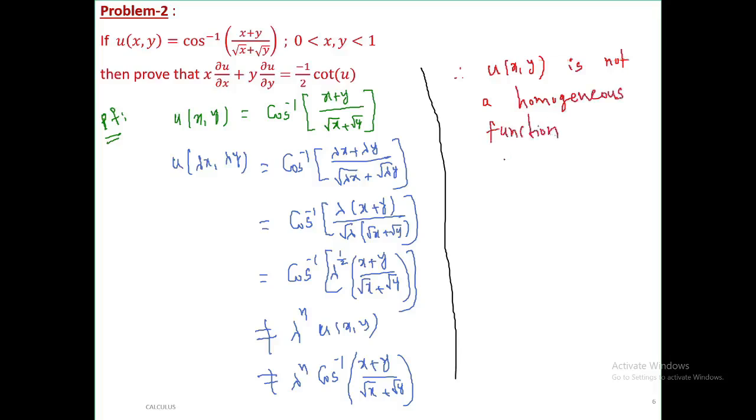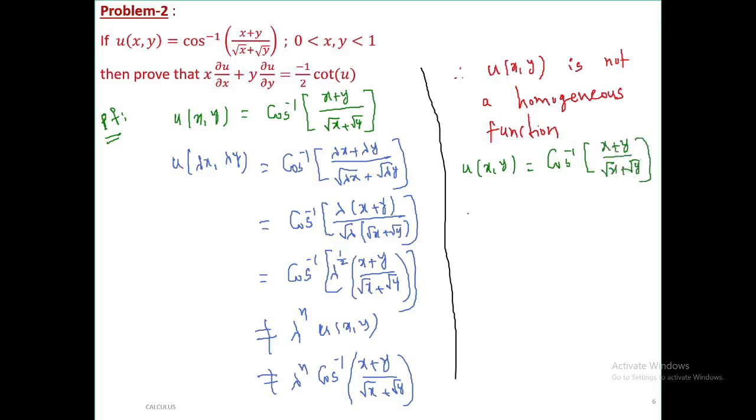Okay. So since it is not a homogeneous function, I cannot apply Euler's theorem. But I need to prove this, so I am modifying it. U of x comma y is given to us. Remember, only if the function is homogeneous can I apply Euler's theorem. Otherwise, I cannot. So u of x comma y is equal to cos inverse of (x plus y) divided by (root x plus root y).